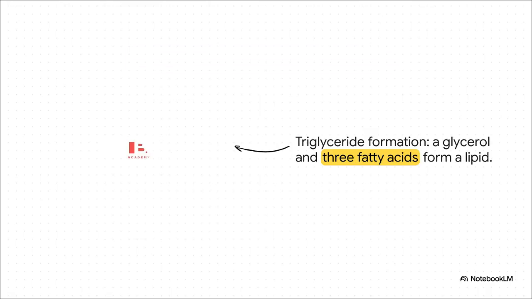Next up, lipids. This here is how we form a triglyceride, which is the main type of fat in our bodies. The recipe is super simple. You take one glycerol molecule and you attach 3 fatty acid chains to it. The result is a molecule that is packed with energy, making it absolutely perfect for long-term storage.